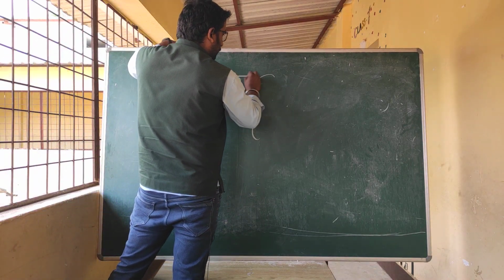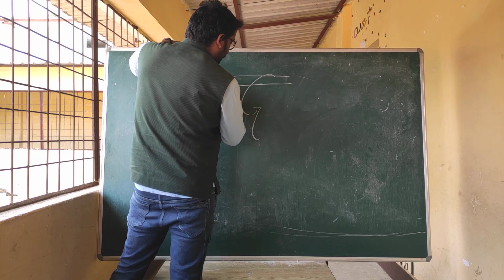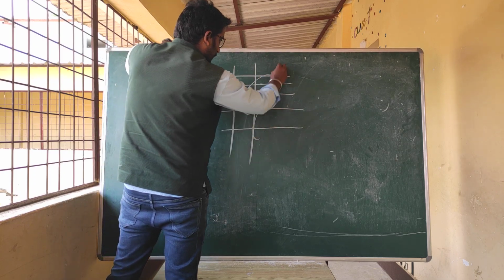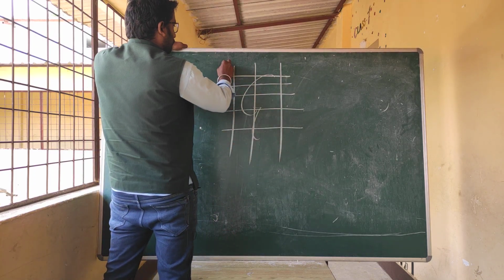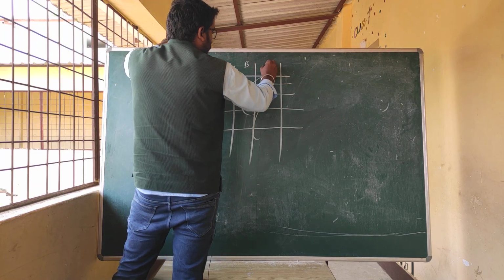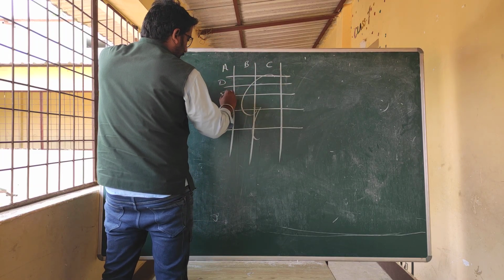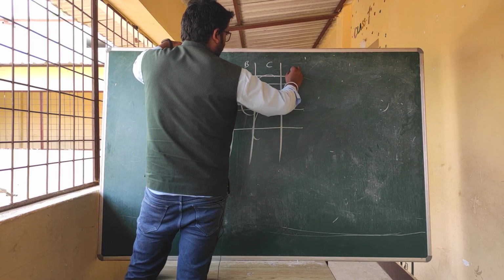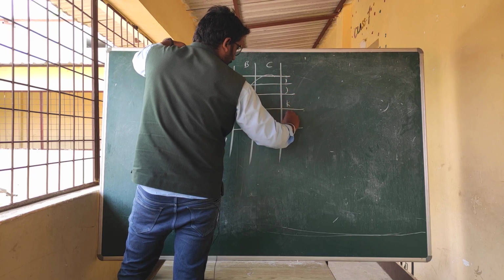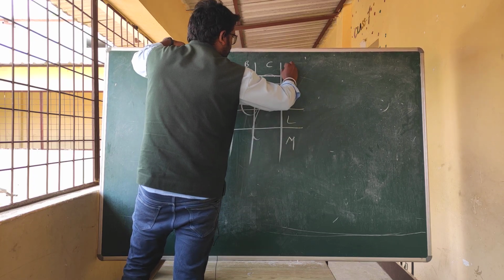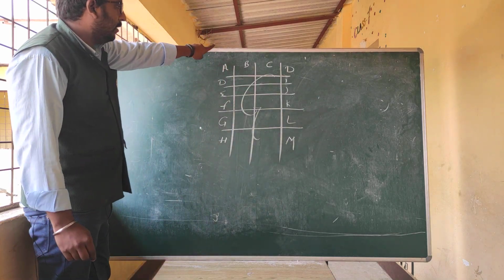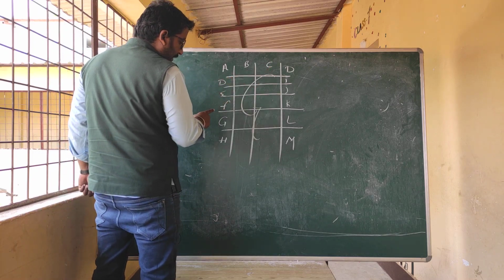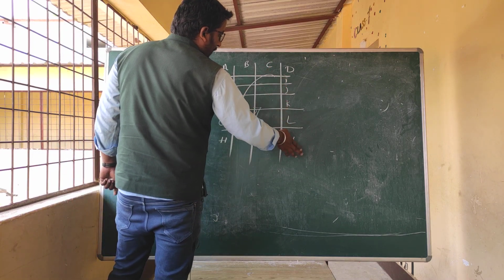So what I will do is draw a few horizontal lines and a few vertical lines. Okay, let me name these: this one A, this one B, and this one C, and here D, E, F, G, H, and this one I, J, K, L, M. So we have vertical columns A, B, C, D, and we have horizontal rows D, E, F, G, H, and I, J, K, L, M, and so on.